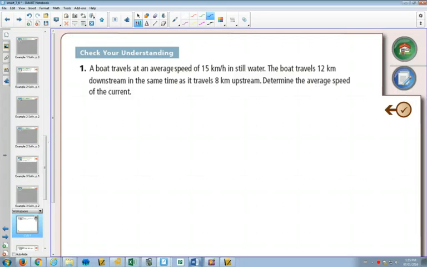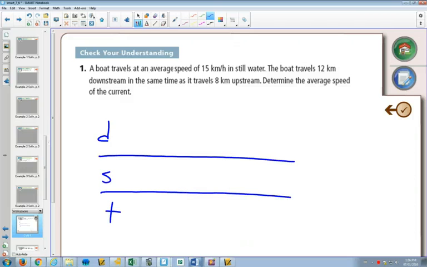So what we looked at the other day was whenever we have these distance, speed, time questions, we set out a strategy to solve it. The first thing we're going to do is set up a chart with distance, speed, and time. Then we're going to look at the information that we're given in this question. Where are we traveling? What are we doing?